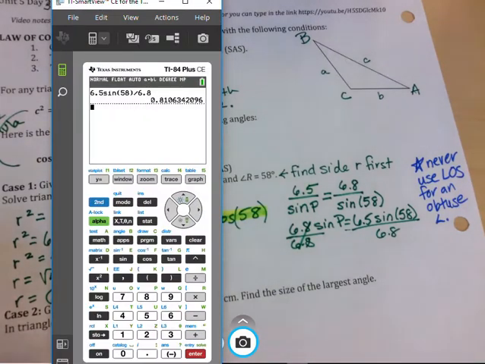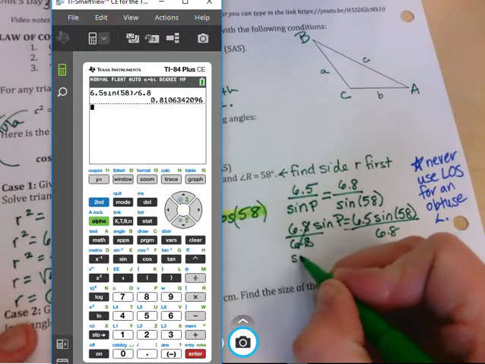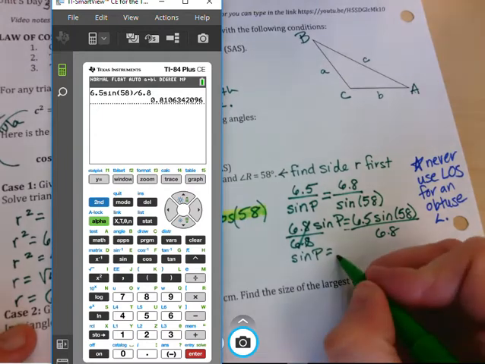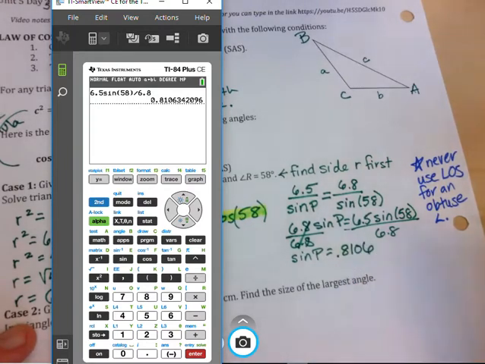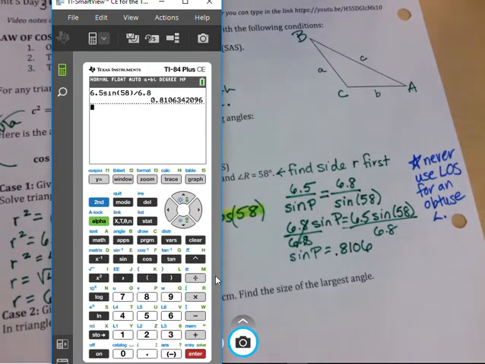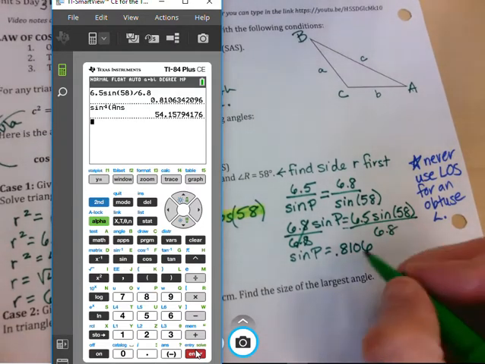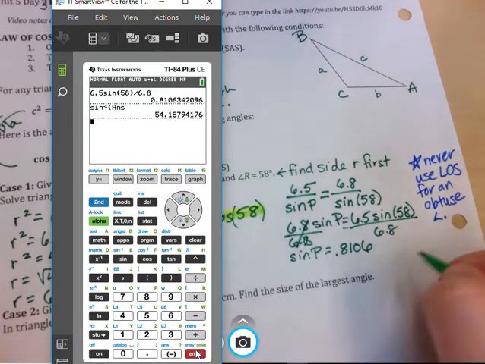All right, so I'm going to write down sine P equals, to 4 decimal places, 0.8106. And then I'm going to do inverse sine. So did you guys get 54.2-ish? Okay. 54.16 is what I got.